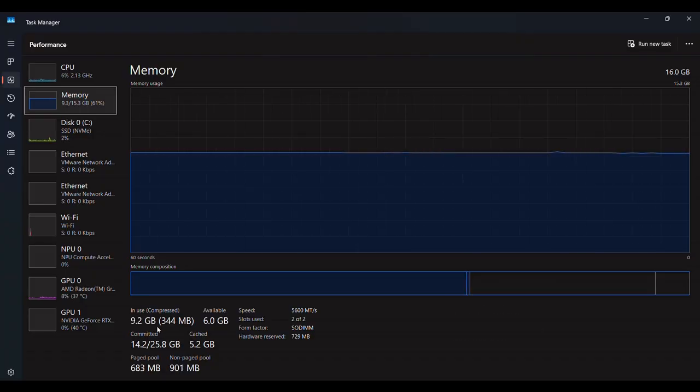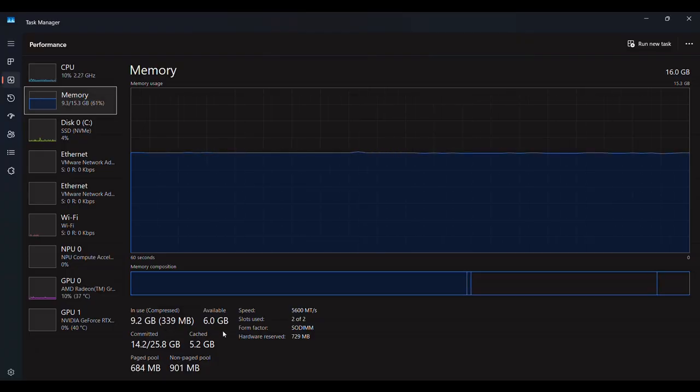The in-use value represents memory currently being consumed by the operating system, running applications, and background services. In this case, approximately 9.2 gigabytes of RAM is actively being utilized.